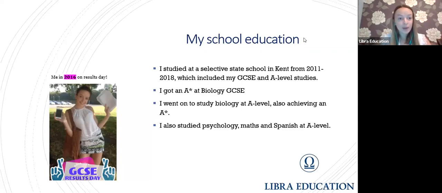So for my actual school, I studied in a state school in Kent from 2011 to 2018, in which time I took my GCSEs and my A-levels. So in my GCSEs, I was lucky enough to get 12 A stars and an A, and you can see me here on the left, very happy on results day. And then I went on to complete my A-levels, where I studied biology, psychology, Spanish and maths. And I also got an A star at biology A-level, as well as psychology. And I'm hoping, obviously, that means I'll be a good person to be teaching you biology today.